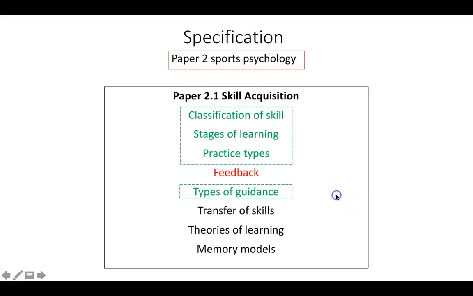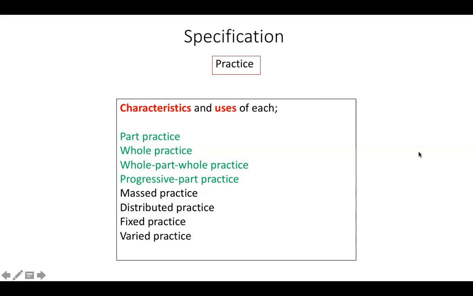So if we just look at the specification again, this is what we've come up to so far with regards to our learning. We've done classification of skill, stages of learning, types of guidance, and last lesson, we looked at practice types. We looked at the first four practice types, which were part practice, whole part, whole practice, and progressive part practice. Now what we're aiming to look at is the next four.